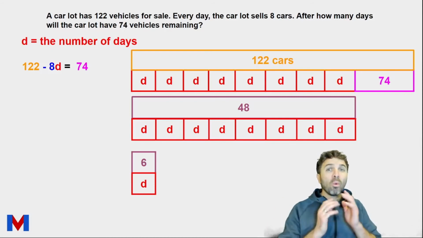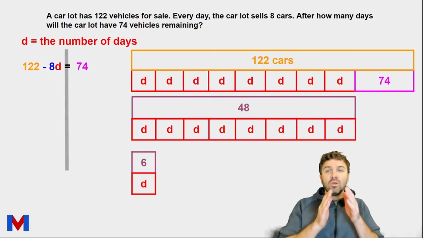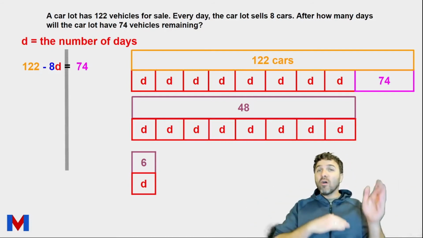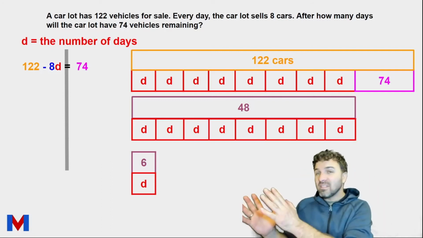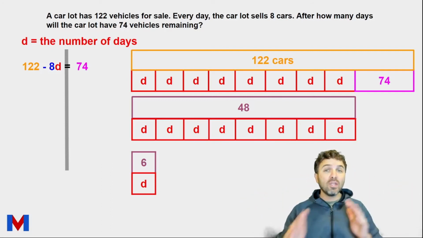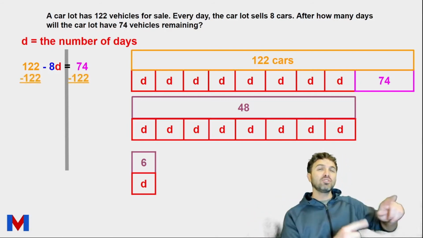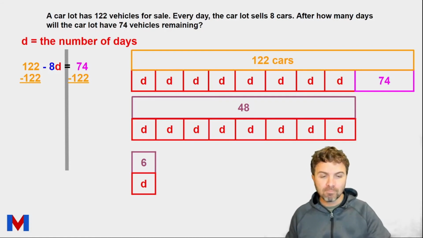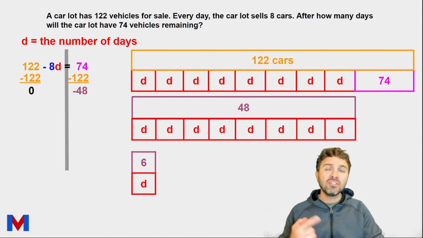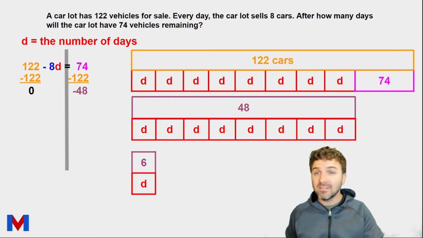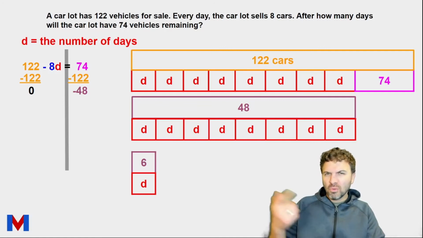And remember, we're working with an equation here. Equation means equal. So both sides of the equal sign are the same. I usually draw this line here just to remind myself that the left side is the same as the right side. They're equal. So I'm going to subtract 122 from one side and subtract 122 from the other side. 122 minus 122 is 0. And 74 minus 122 is negative 48. That's okay.